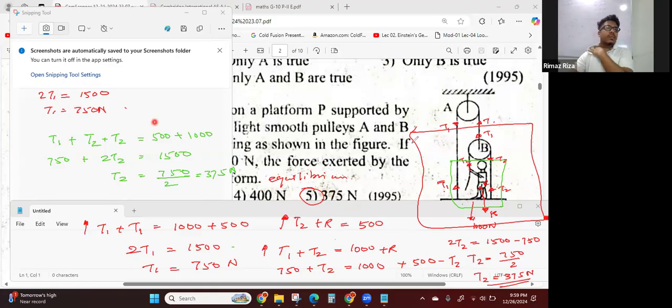Right? So here first I consider this system. Then I get 2T1 is equal to 1000 plus 500, 1500, so T1 is 750. After that I consider this system. The vertically upward forces: this tension is there, here the tension is there, here also tension. So T1 plus T2 plus T2. And the external forces on this system are the weight of the platform downward, 1000, and the weight of the man downward, 500, total 1500. In this way, we can get the answer quickly.